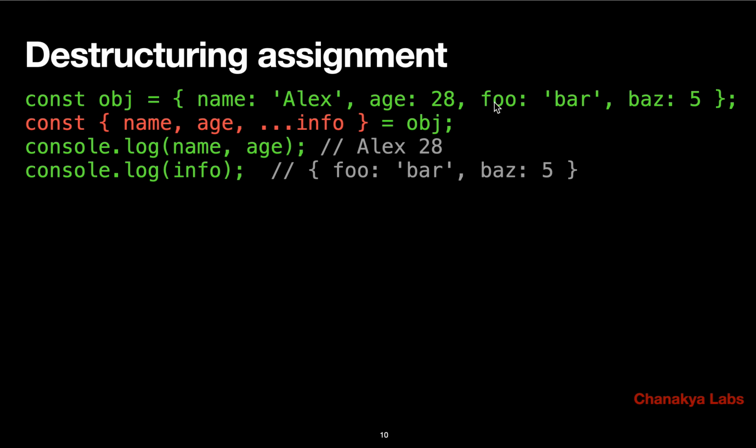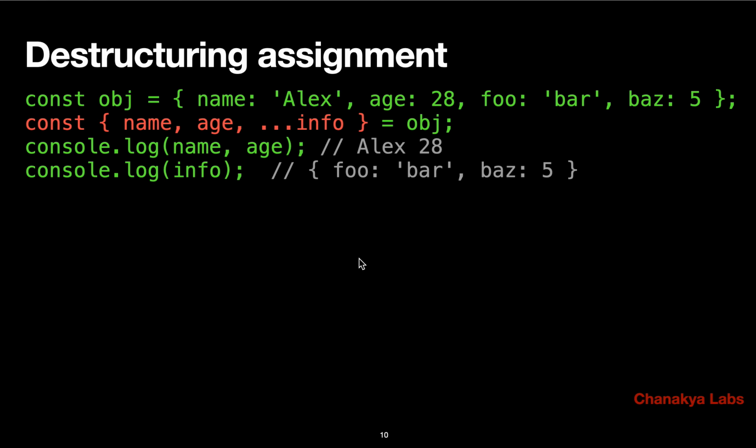And the rest, if a couple more properties or one or more properties are there, those will be captured again as an object. You see that any name you give here, rest or others or object, whatever name you give, in that name the rest of the key-value pairs will be captured, and you can see that foo and baz are captured, and now info is that.